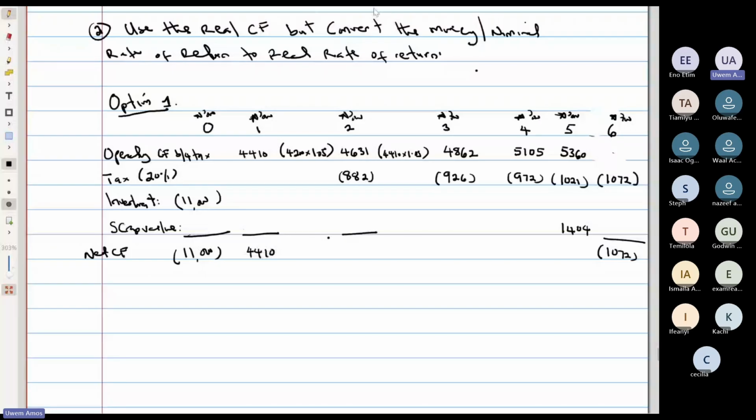And then the next one. Sorry, I need to quickly add someone. Okay, so the next one, 4631 minus 882. Please help me also confirm it, because sometimes when punching the calculator, you might punch the wrong value. So this is 3749. If I punch the wrong value, please just draw it to my attention. 4862 minus 926, 3939.